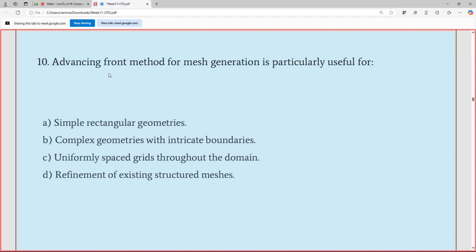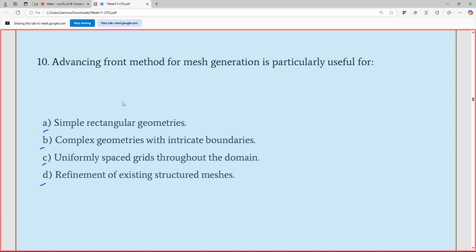The next question is on the advancing front method. The advancing front method for mesh generation is particularly useful for which of the following? Options are: option A, simple rectangular geometries; option B, complex geometry with intricate boundaries; option C, uniformly spaced grids throughout the domain; option D, refinement of existing structured meshes.